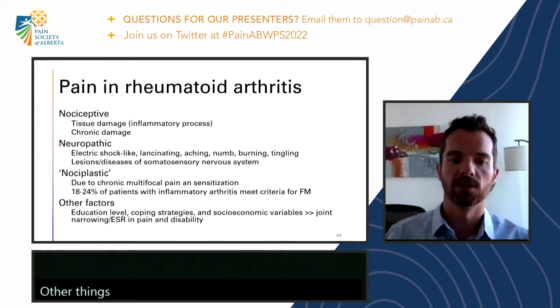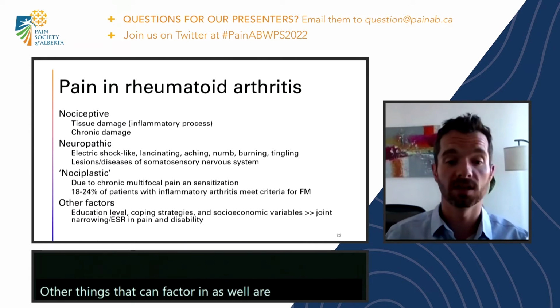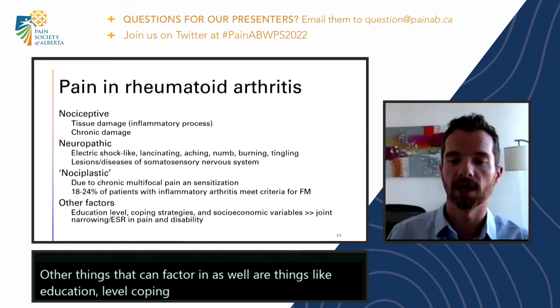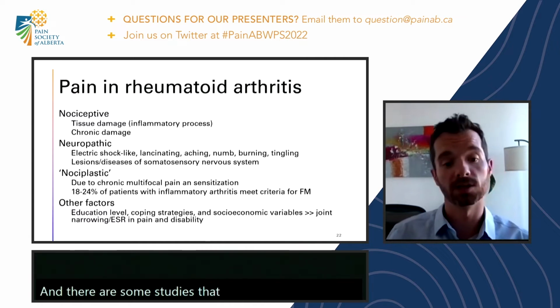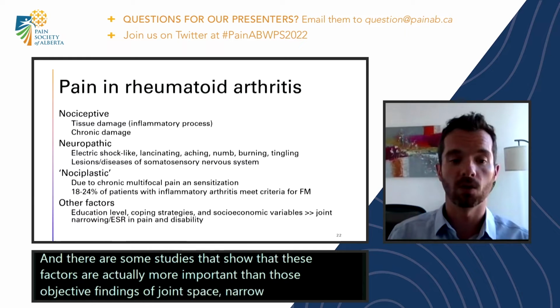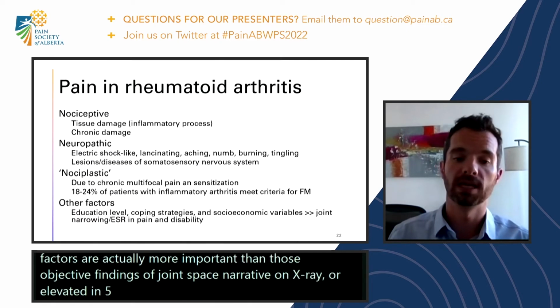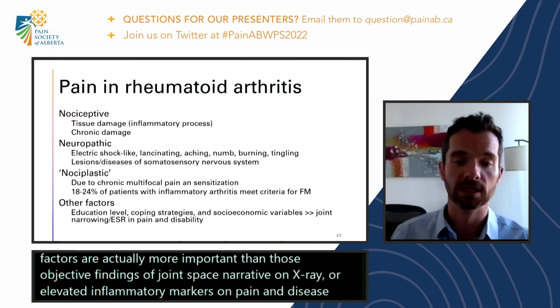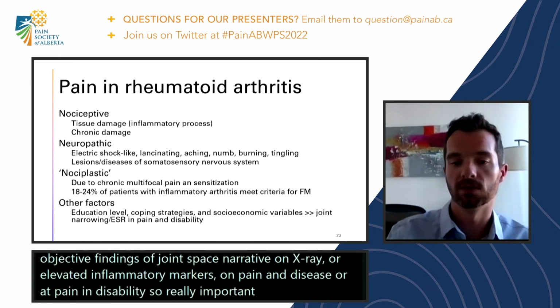Other things that can factor in as well are things like education level, coping strategies, socioeconomic variables. And there are some studies that show that these factors are actually more important than those objective findings of joint space narrowing on X-ray or elevated inflammatory markers on pain and disease or pain and disability. So really important factors to consider in those assessments.